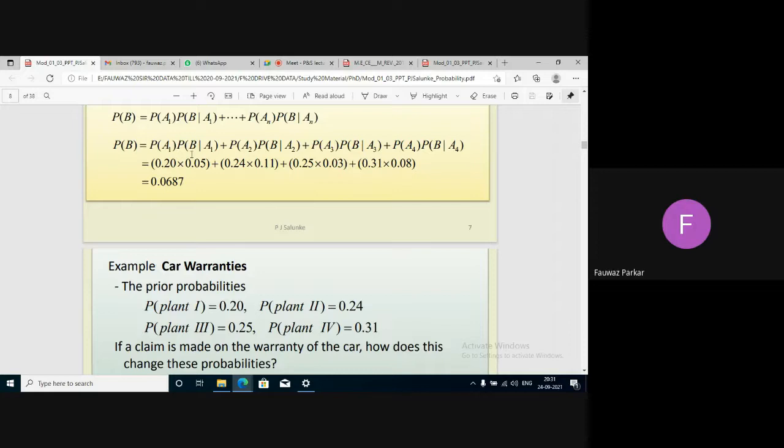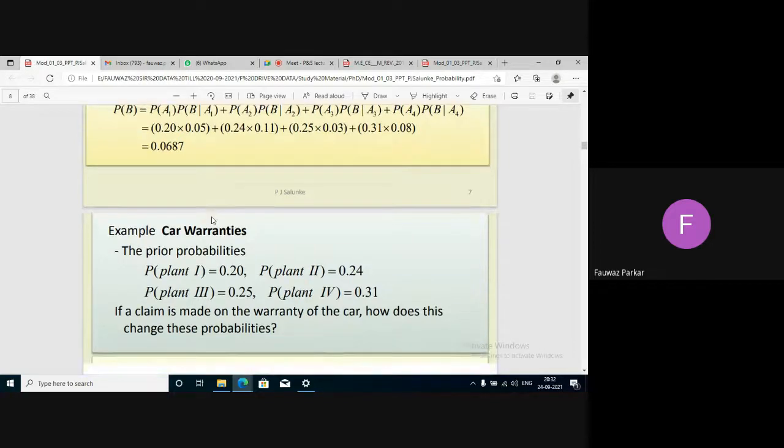हाँ, तो ये जो बी न्यूमरेटर में है, because now the prior probability was this, now we are making a change, we are now seeing it the other way. Claim has been made, so claim will come in the denominator. So claim is made on the warranty of this car, how will it change these probabilities? है ना, claim हो गया, किसी ने claim कर दिया है, somebody has made a claim.